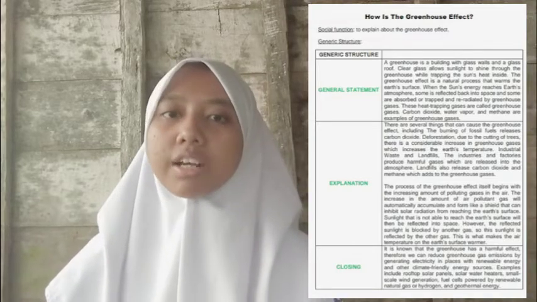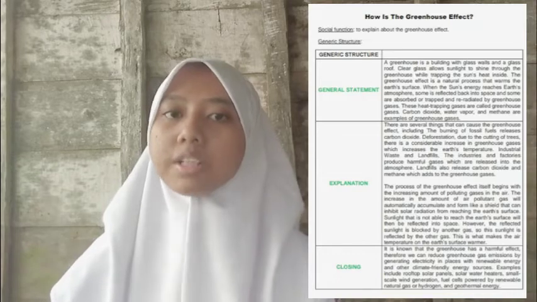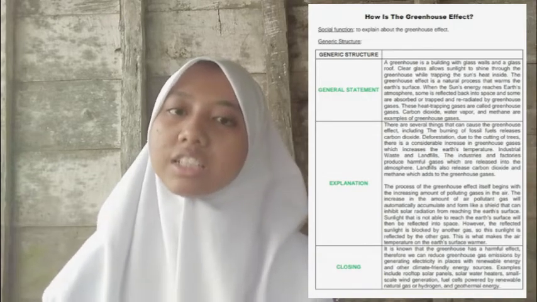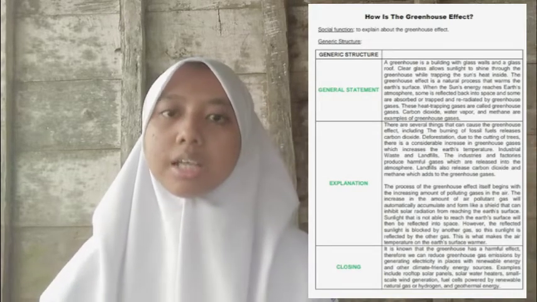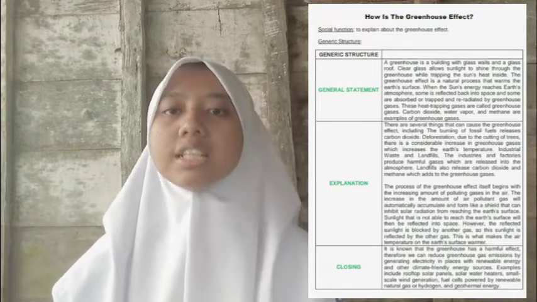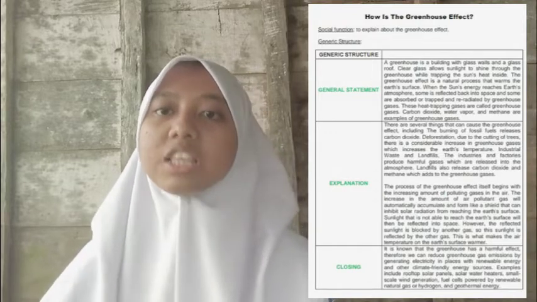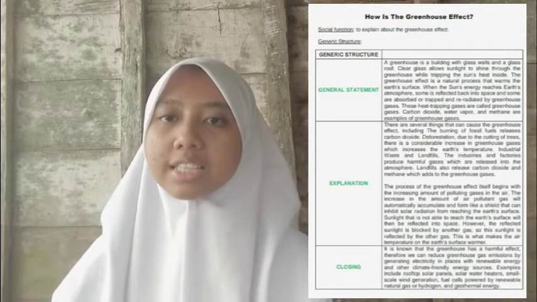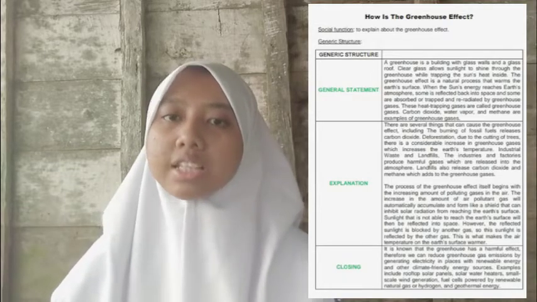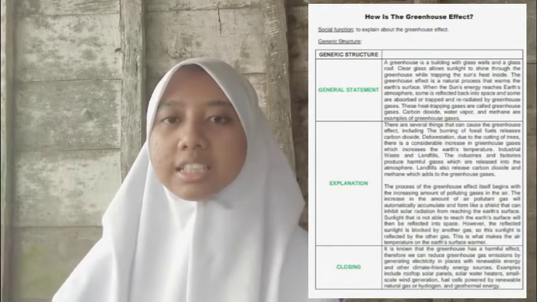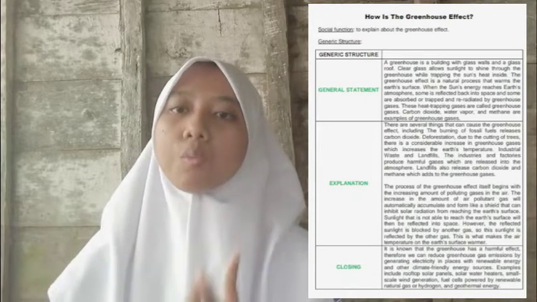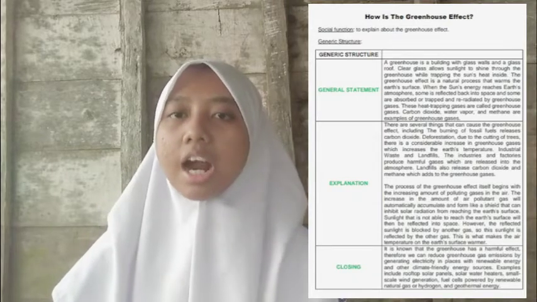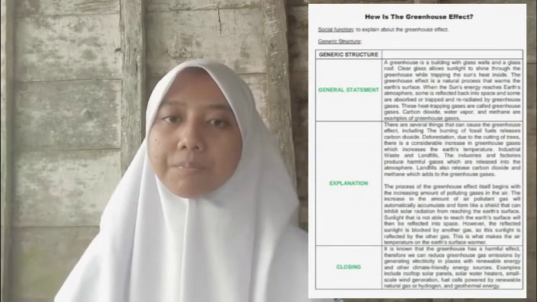The greenhouse effect is a natural process that warms the Earth's surface. When the sun's energy reaches Earth's atmosphere, some is reflected back into space and some is absorbed or trapped and re-radiated by greenhouse gases. These heat-trapping gases are called greenhouse gases. Carbon dioxide, water vapor, and methane are examples of greenhouse gases.